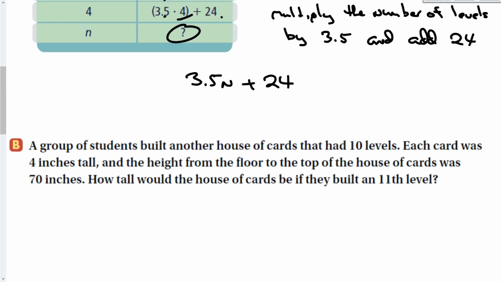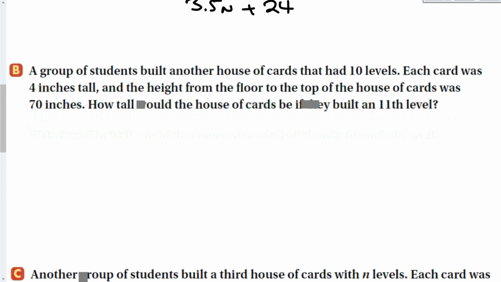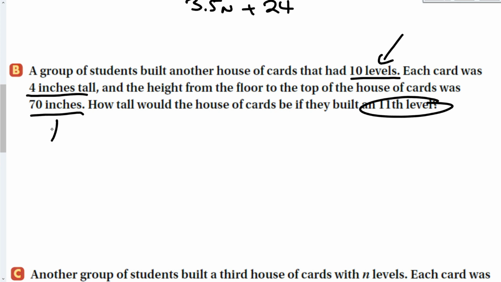Okay. So next, a group of students built another house of cards that has 10 levels. Each card 4 inches tall, and the height from the floor to the top of the house of cards was 70 inches. How tall would the house of cards be if they built an 11th level? Okay, well now the things that are going on are a little different, okay? I'm starting now at 10 levels at 70 inches. So if each card was 4 inches tall, to build an 11th level, I just have to go up another 4 inches. So it's going to be the start plus another 4 inches to be 74 inches.